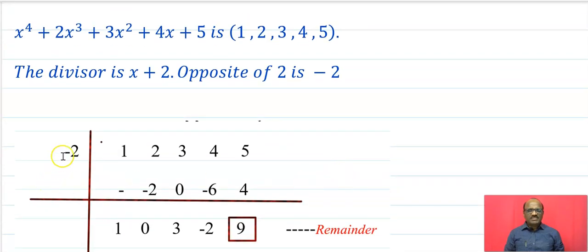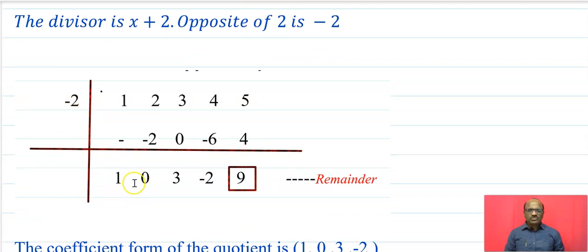And it is written in this manner. Here is minus 2 and again 1, 2, 3, 4, 5. Now this 1 is as it is. 1 into minus 2 is minus 2. Plus 2 minus 2, then you will get 0. Minus 2 into 0 is 0. 3 plus 0 is again 3. 3 into minus 2 is minus 6. 4 and minus 6, their algebraic sum is minus 2. Minus 2 and minus 2, their multiplication is 4. Therefore 5 plus 4 is 9. Therefore 9 is the remainder.